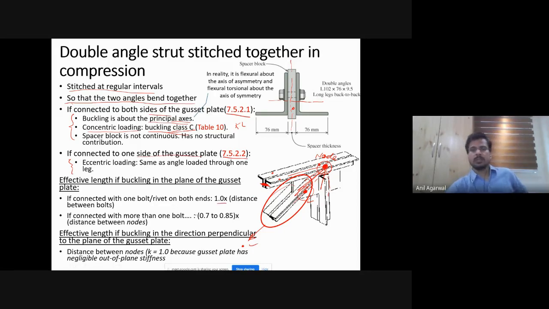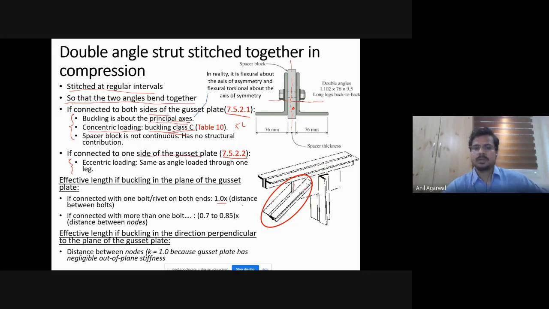However, if you provide more than one bolt, then even rotation is restrained. Then what do we do? Then it comes down to this gusset plate's ability to rotate. The gusset plate typically does not rotate, or even if this member is connected without a gusset plate to another member, that member is not going to rotate because this wants to rotate simply.